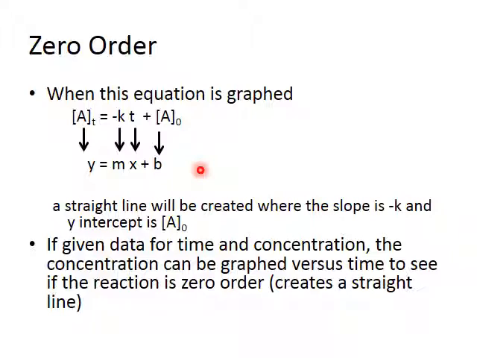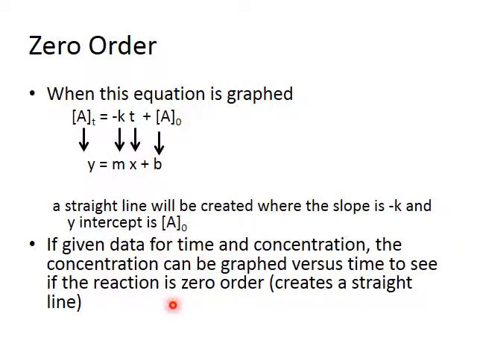So when this equation is graphed, we get, like I said, y equals mx plus b. We will get a straight line, which is really nice. Our slope is negative k. So if we were to find the slope of that line when it's graphed, we would get a value, that value would be negative, and we want to change it to a positive value to get our k value. So our rate constant k is always going to be a positive value for this.